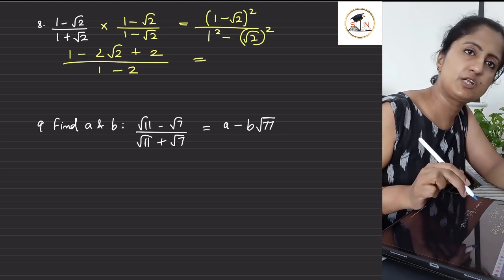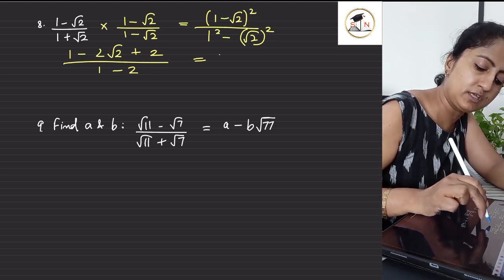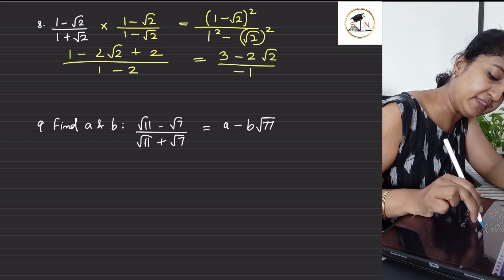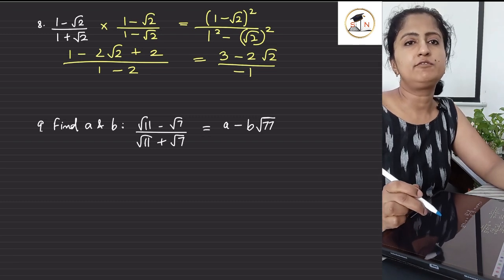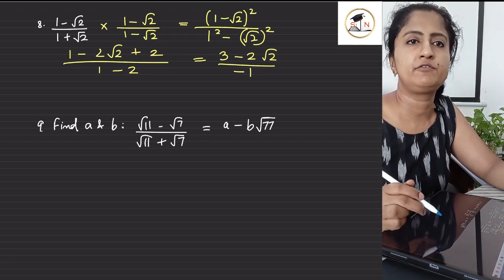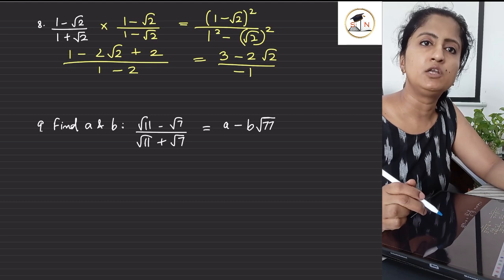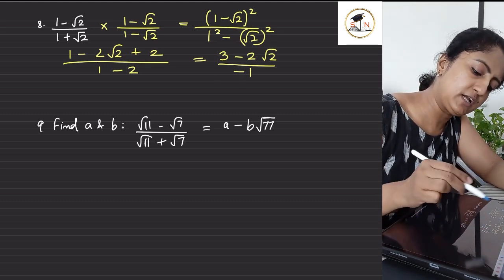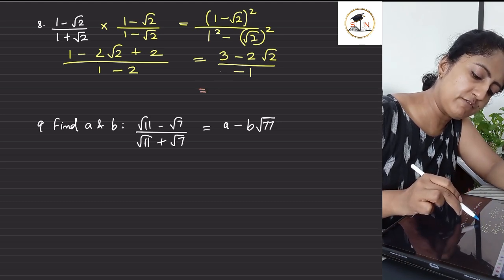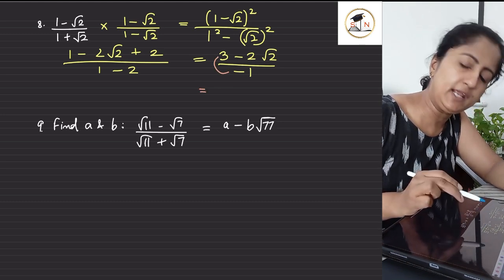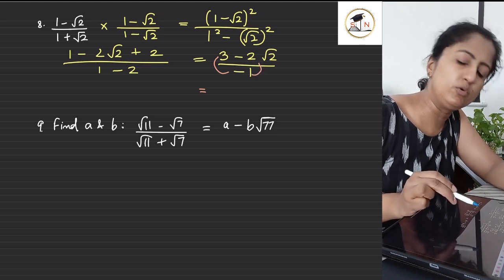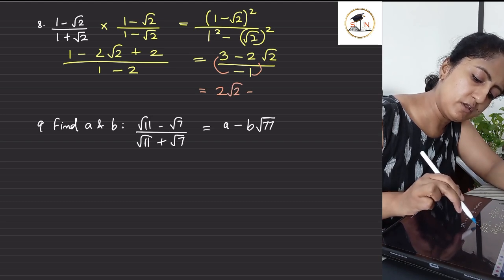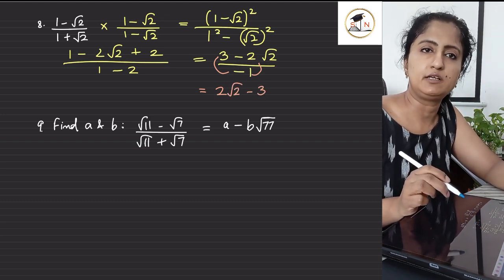Now, 1 plus 2 in the numerator gives us 3 minus 2 root 2 over negative 1. Now, the standard form of any rational number says that the negative should be on top, that is in the numerator. And that is what we will do. We will take the negative up, and that will convert the signs. So now this negative will change 3 into negative and 2 root 2 into positive. Therefore, my answer will be 2 root 2 minus 3 as the final answer.